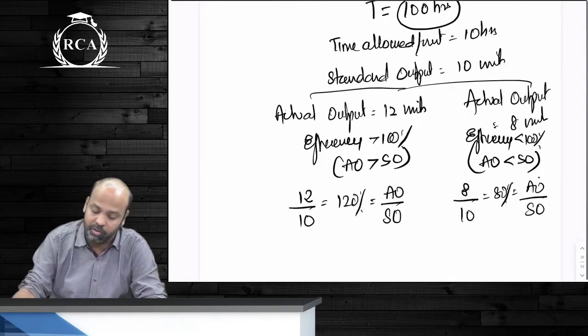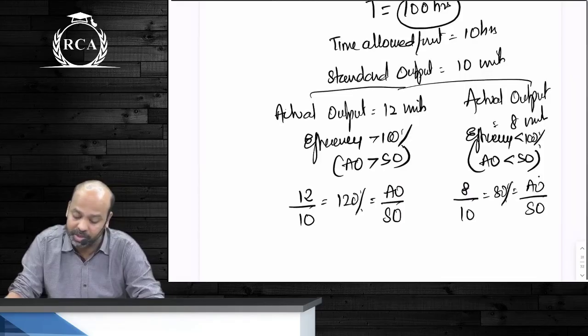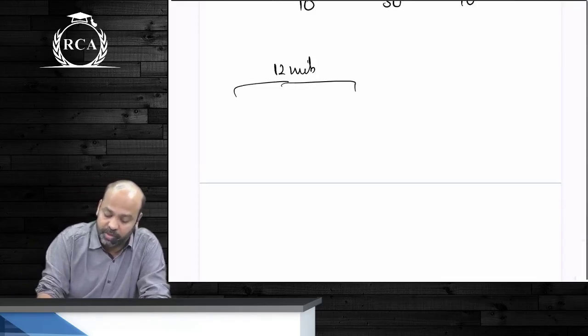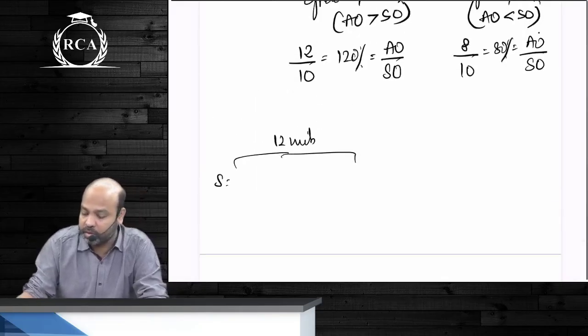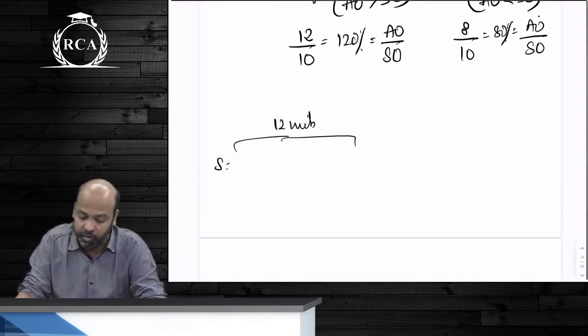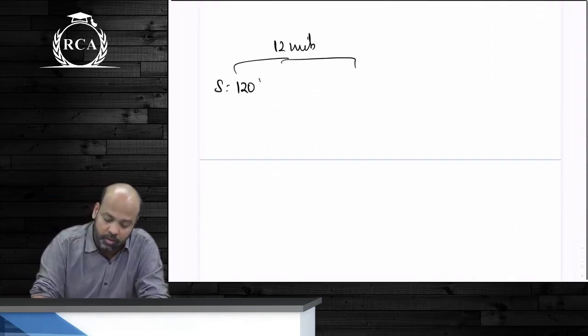Same thing, beta, you can also do it in terms of time. Now, for example, someone has manufactured 12 units. What should have been the time allowed for 12 units? For each unit, time allowed is 10 hours, beta. So for 12 units, what should be the time allowed? 120 hours. What is the time taken?